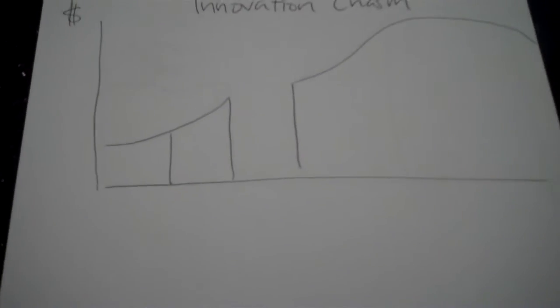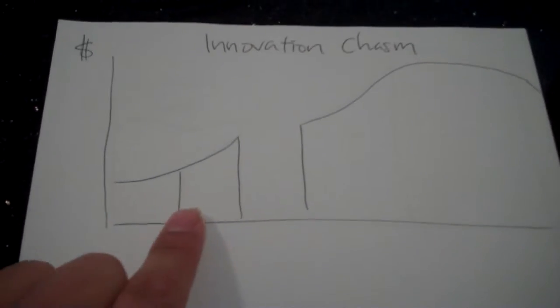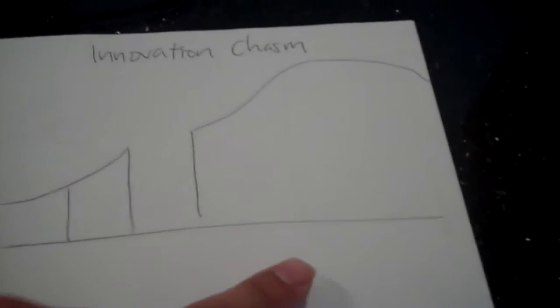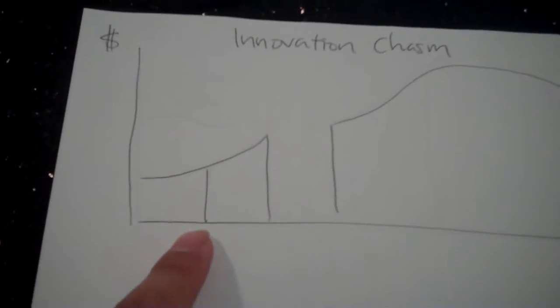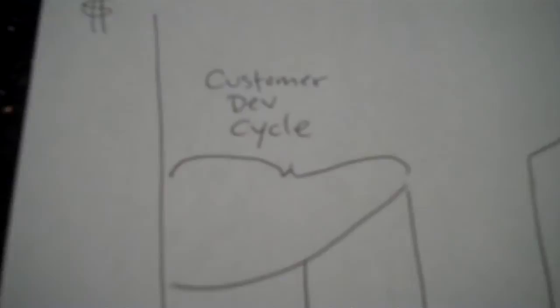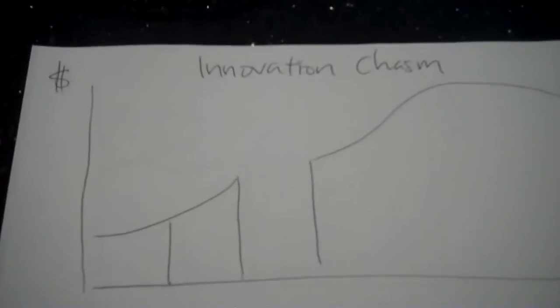So there's an innovation chasm, and that's where you're selling to early adopters. This is money versus time. And in early adopters, you're trying to do something that Steve Blank calls the customer development cycle. What the customer development cycle is trying to do is sell and iterate, which is why, as your technical co-founders, you're going to need to be the ones who are selling.